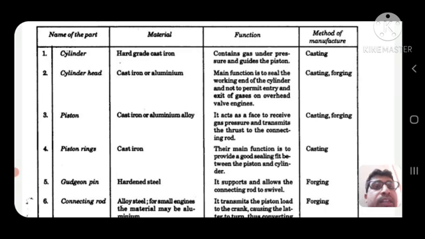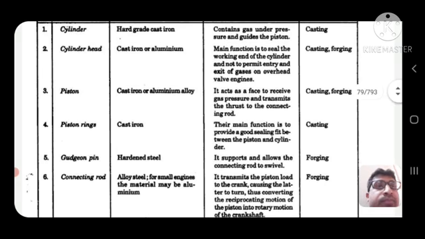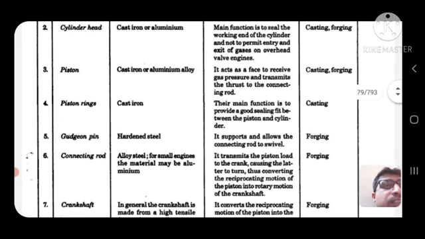Cylinder head: cast iron or aluminium. Main function is to seal the working end of the cylinder and to permit entry and exit of gases on overhead valve engine. Casting and forging. Piston: cast iron or aluminium alloy. It acts as a face to receive gas pressure and transmit the thrust to the connecting rod.